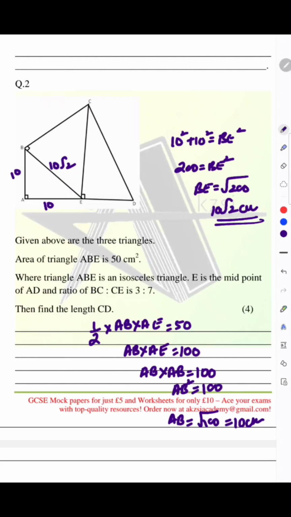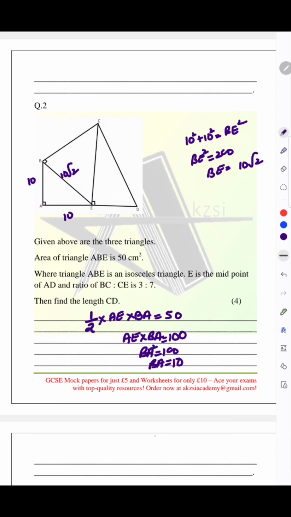What else are they asking you? CD. That means they are asking for this. That means one by one we have to find the lengths of each triangle. For this triangle, we are aware of one of the sides. Now, it says E is the midpoint of AD. That means if this is 10, this is 10 also, because it's the midpoint. So, a midpoint always bisects it.